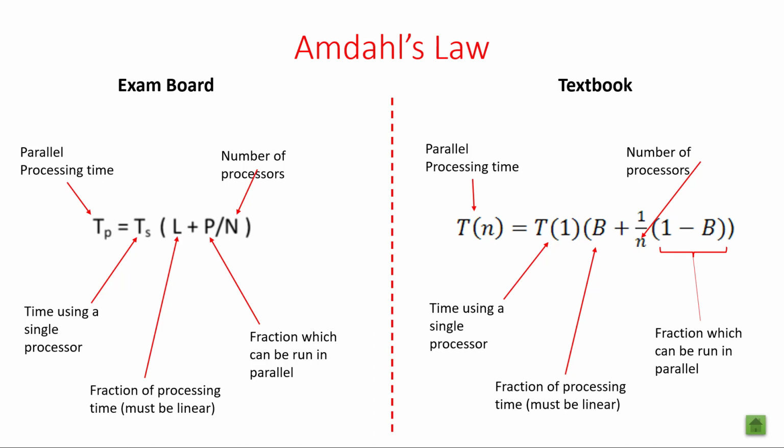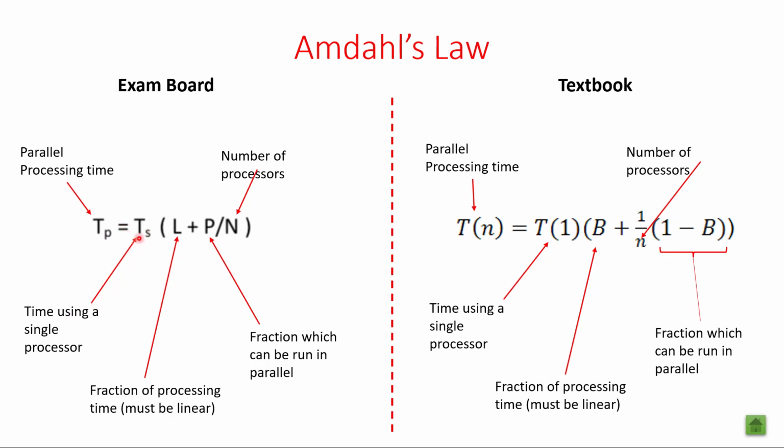So now we've got the exam board Amdahl's law on the left hand side and the one from the textbook. The exam board one is slightly less confusing, I suppose. So you can say that the total processing time, that's the serial part and the parallel part. So that total time is calculated as follows.